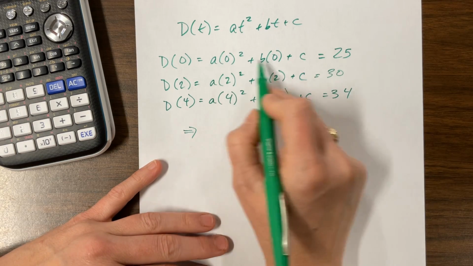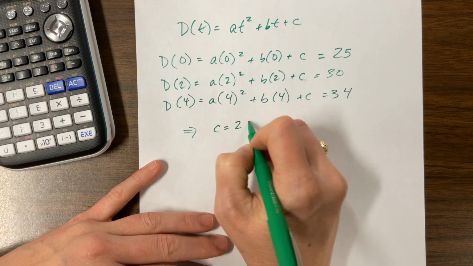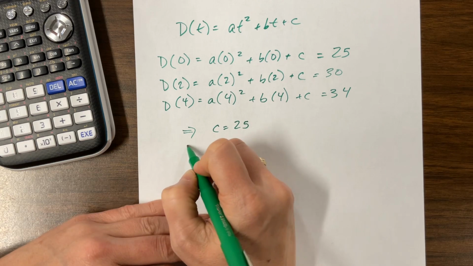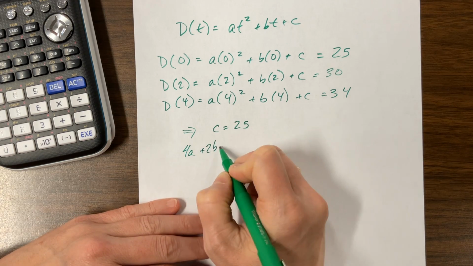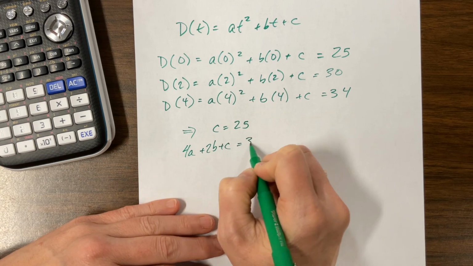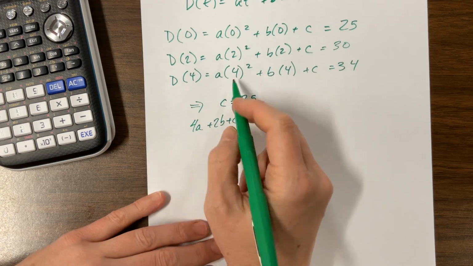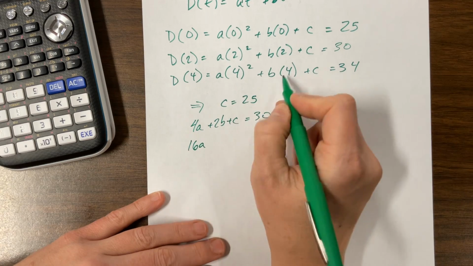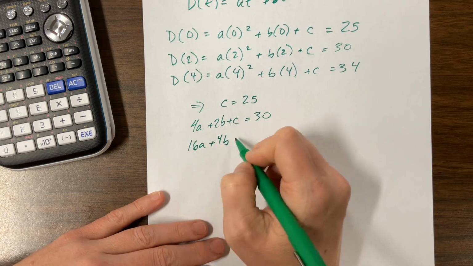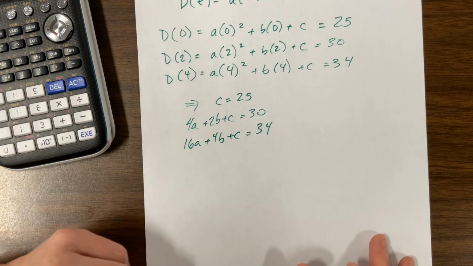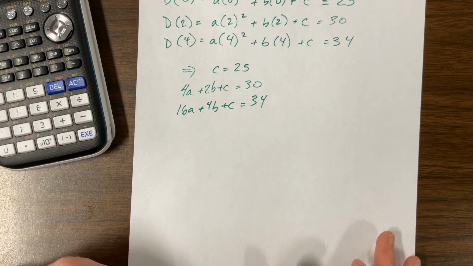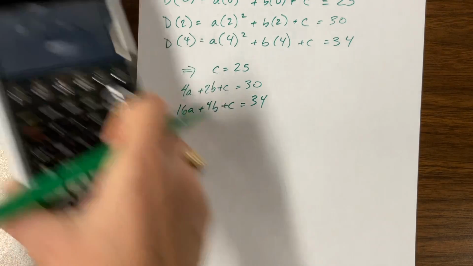This would imply this first one is 0, 0, so that c is equal to 25. Then I see, let me line it up, 4a plus 2b plus c is equal to 30, and then I have 16a plus 4b plus c is equal to 34. And so it just says find the values of a, b, and c as decimal approximations. It doesn't tell us how to do it.